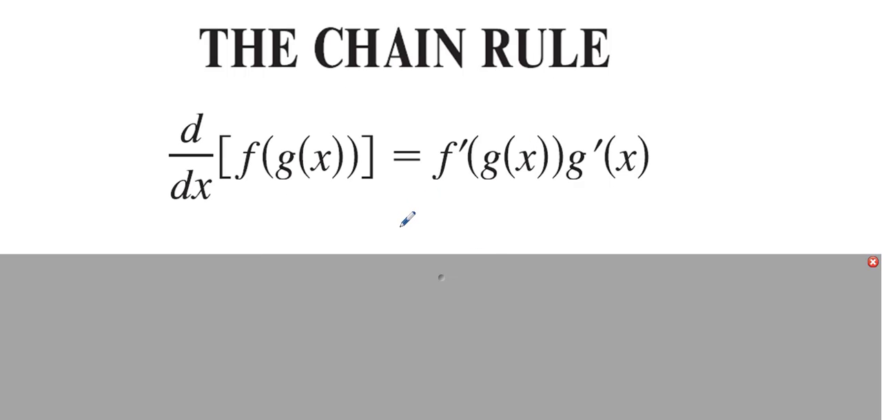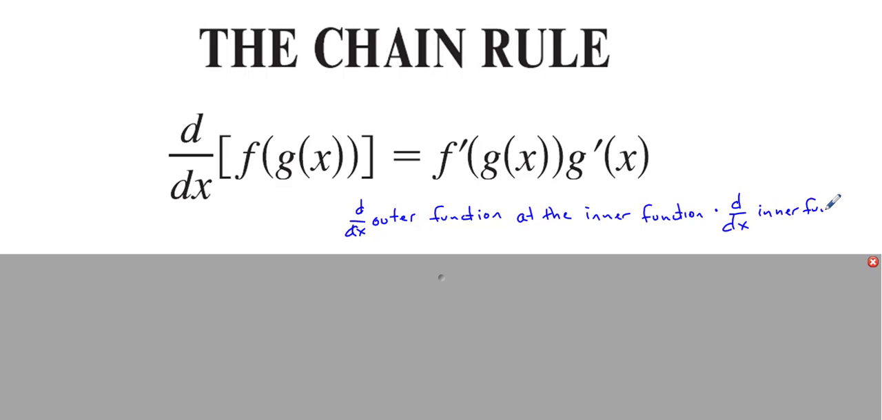So the derivative of the outer function, and then I say at the inner function, times the derivative of the inner function. So it's the derivative of the outside function at the inner function times the derivative of the inner function.